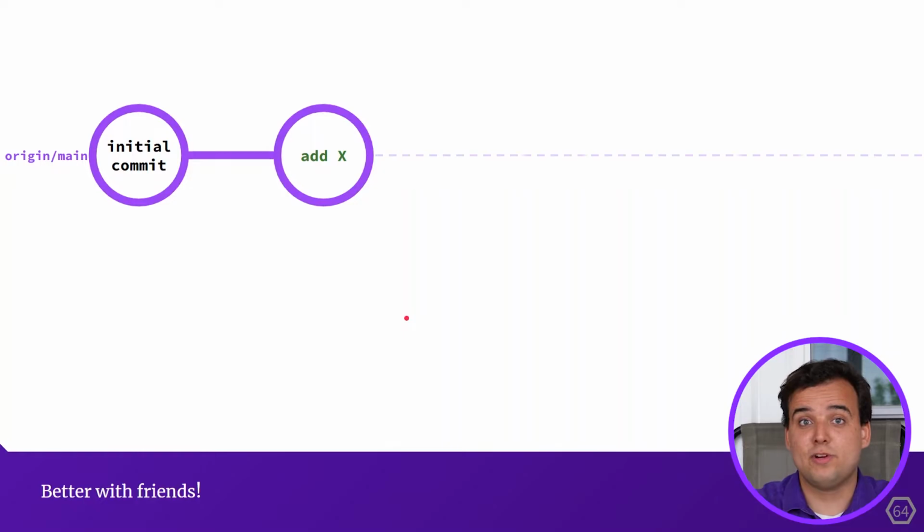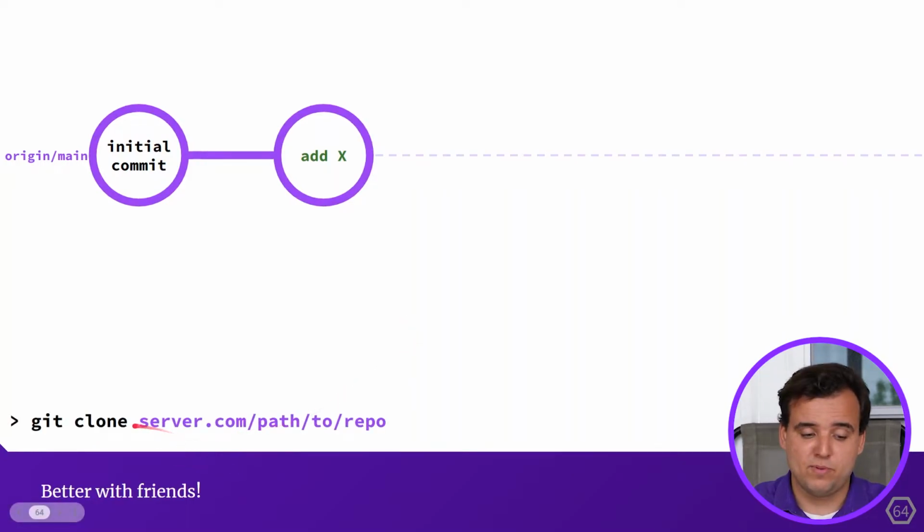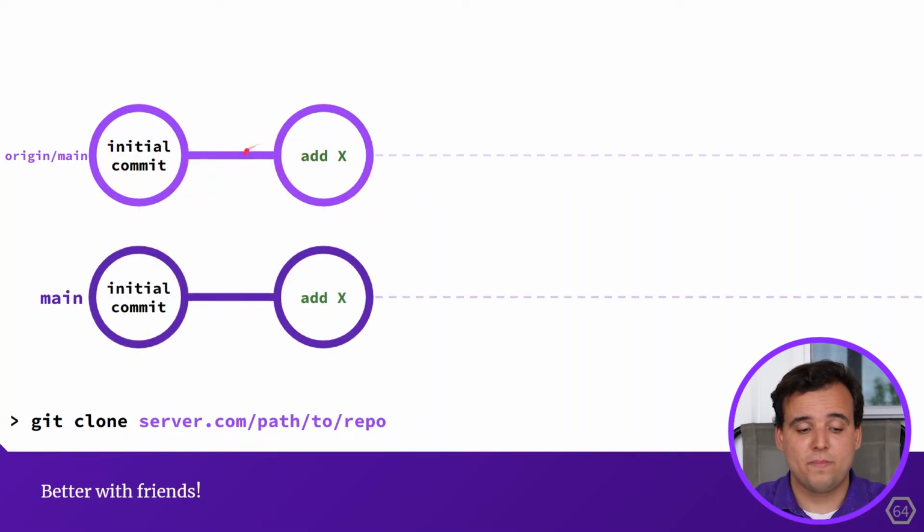Fantastic. Now, if you're someone else who wants to view one of these repositories that exists on one of those services, all you need to do is run git clone, provide that path to the repository, and that's going to take what's up there in the repository and pull it down onto your local machine.